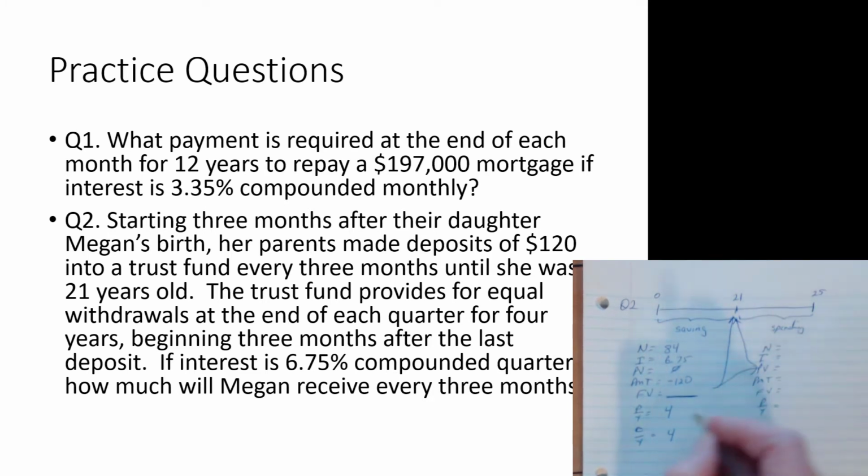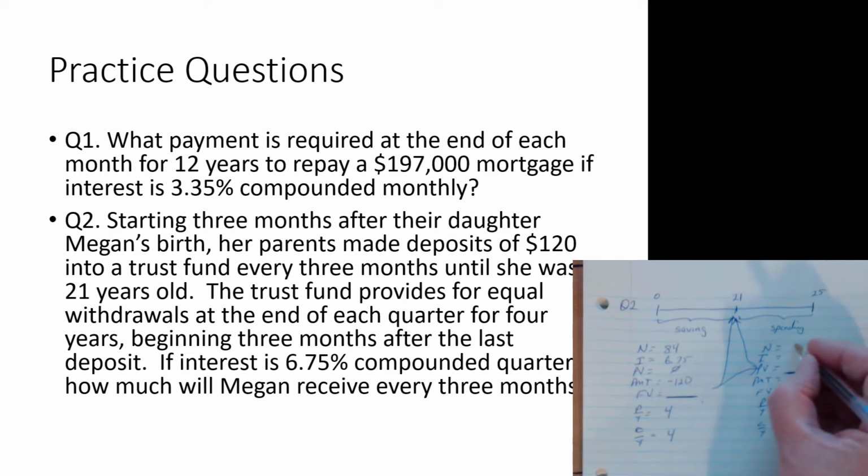Right? There's the connection between the two annuities. The amount of money that Megan starts off with when she starts the withdrawal is the same amount as what she ends up with at the end of the saving part of this plan. She will spend for 16 periods, right? So at the end of each quarter for 4 years, so 4 times 4.